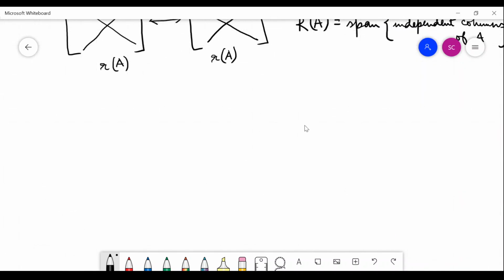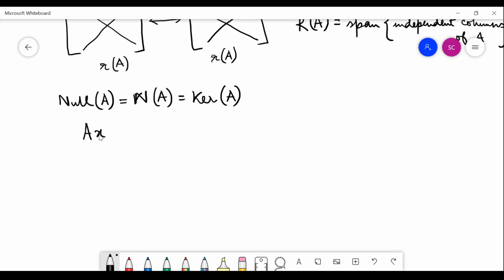The complementary concept of range space is the null space. Null space of the matrix A is also written as N of A, also known as the kernel of A. How is it defined? It is defined as the span of those vectors x which give you this equation, Ax equals 0, not Ax equals y, Ax equals 0.